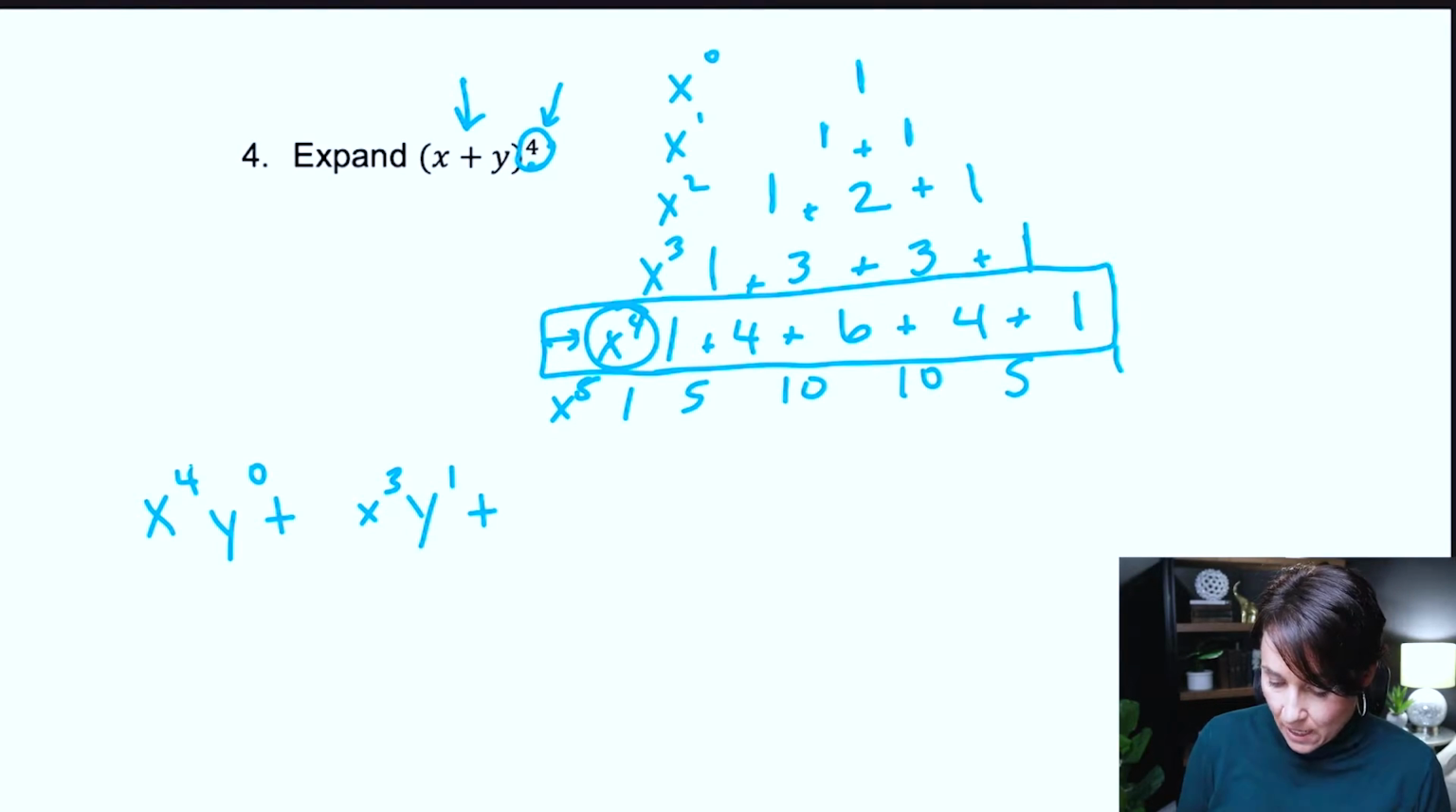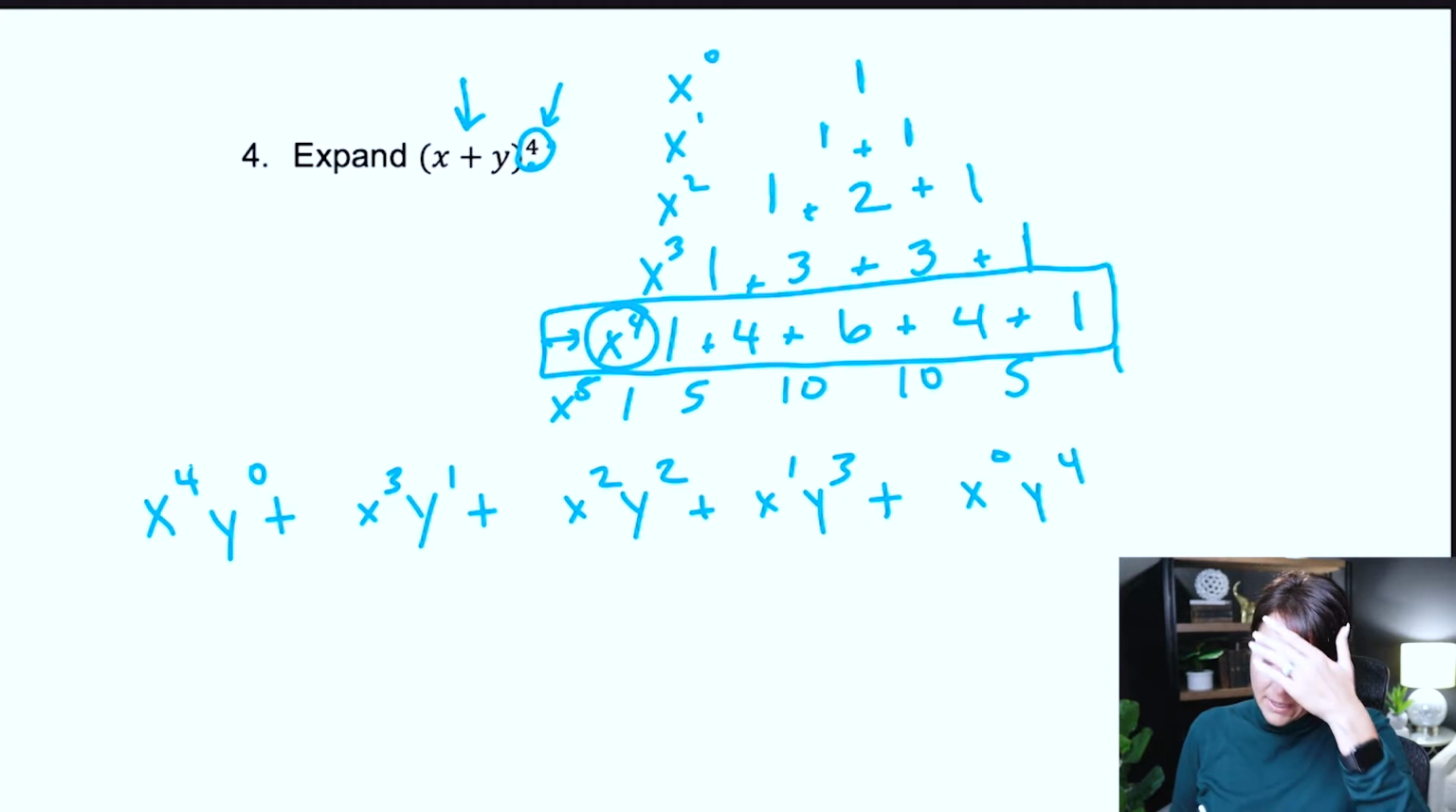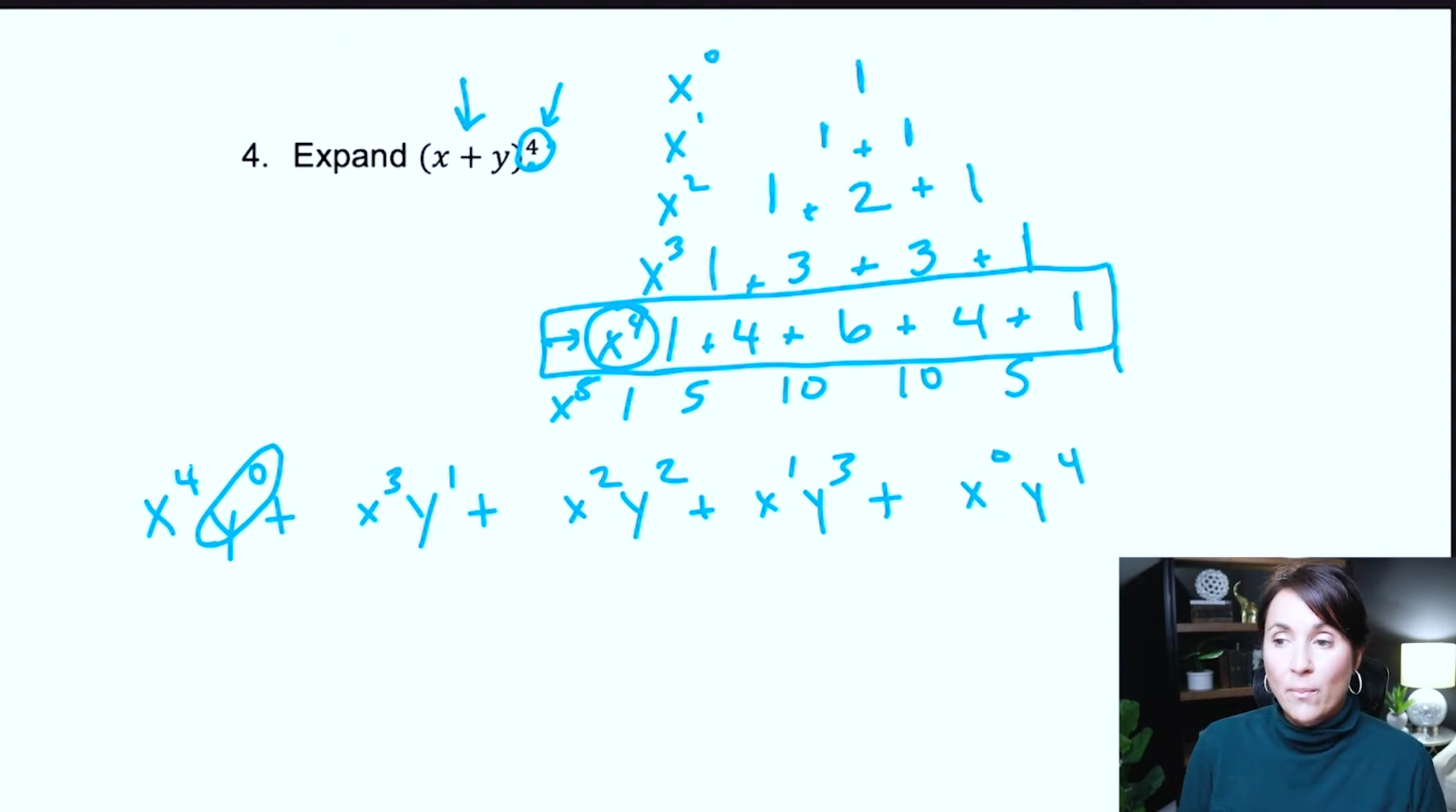So how else can I get x plus y to the fourth? Well, I can do x to the 2, y to the 2, right? Because those two exponents, when added together, equal 4. And I can also do x to the 1, y to the 3. And I can also do, we're going to put a plus sign here, x to the 0, y to the 4. All right? Now, I want to clean this up because we don't do y to the 0 and x to the 0 and y to the 1 and all of that. We want to clean that up, and I'm going to add my coefficients. So in this case, y to the 0, anything to the 0 power is 1.